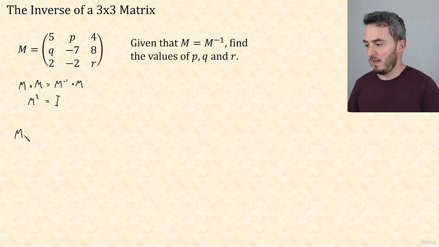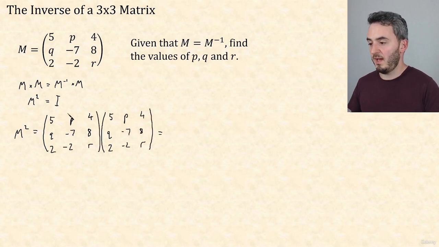Okay, so M squared is the matrix times itself. So we're going to hack through a fairly enormous bit of multiplication here. Okay, so let's see what we get. In the first cell here, we get 25 plus PQ plus 8. So 25 plus the 8 is 33. So we get 33 plus PQ here.